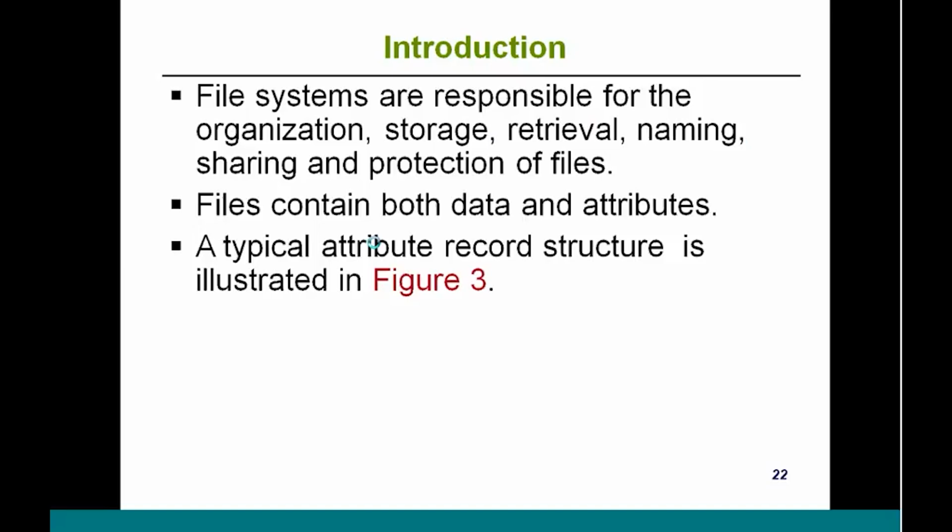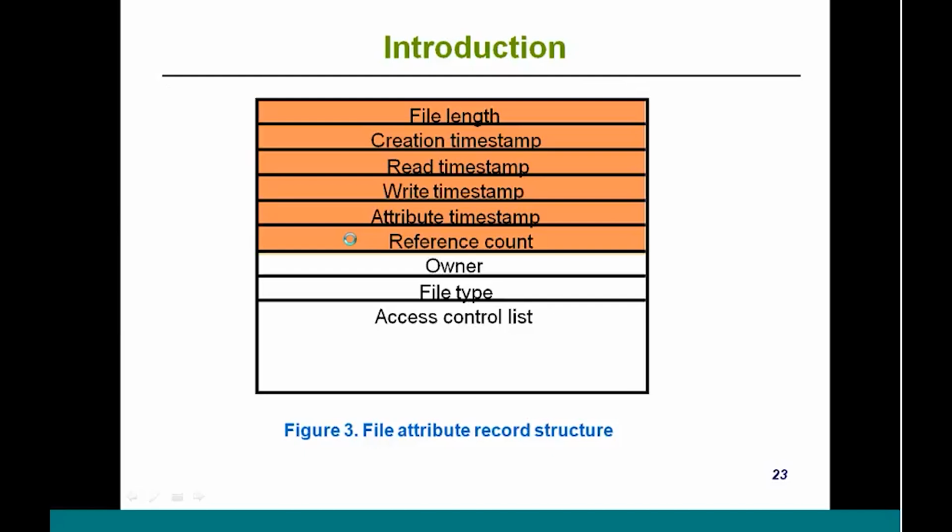So let's look at some of the attributes of the record structure here. The things that you want to store are the file length, then the creation timestamp, then the last read timestamp, and then when it was updated with some data, which is the write timestamp. Then any other attributes you can provide, and the attributes timestamp is also provided, and then finally a reference count is given.